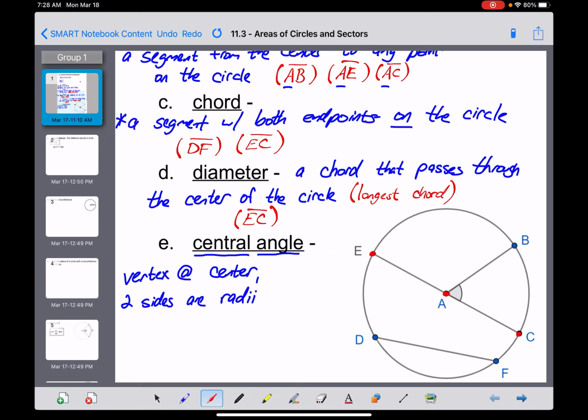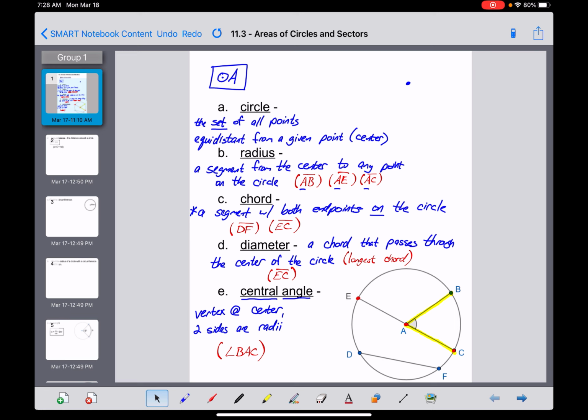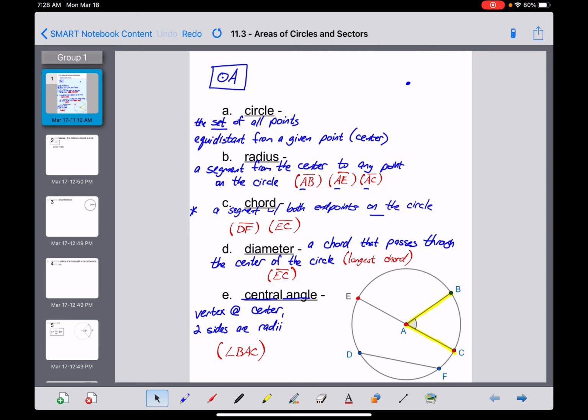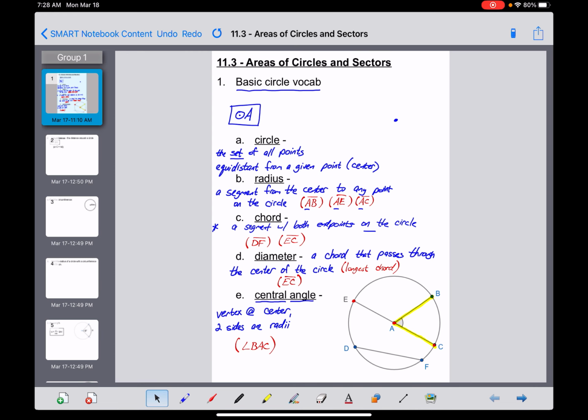So the central angle, the only one that I have drawn in here, would be the angle that starts at B, goes to A, and then ends at C right here. So angle BAC is the only central angle that we have drawn here in this figure. Now, there are more terms that we're going to need to know a little bit later on in the year here about circles, but that's probably a good start for today, and I think that's going to get us everything we need here for this section.